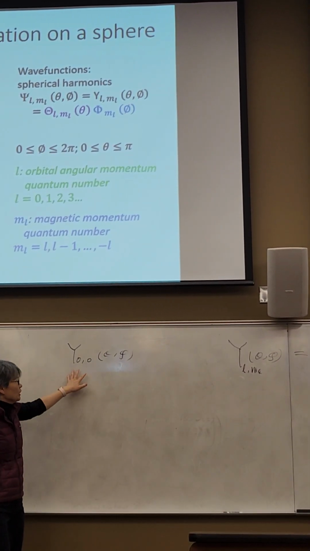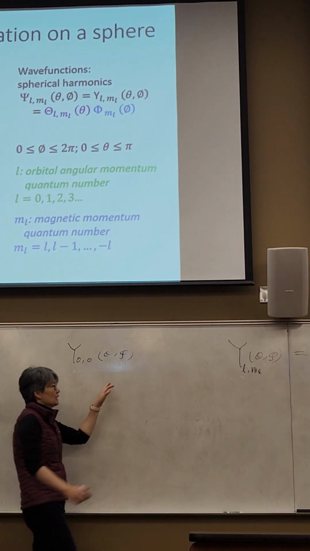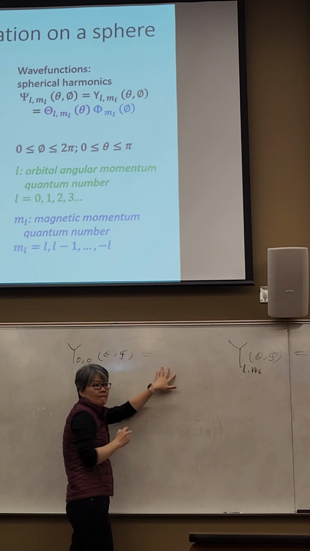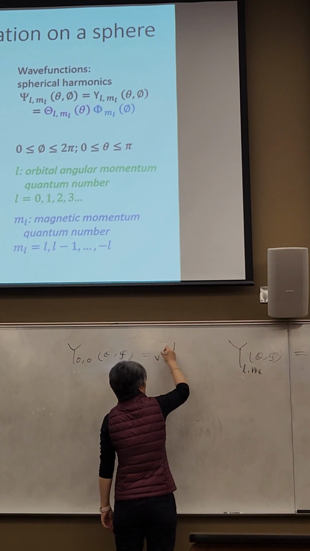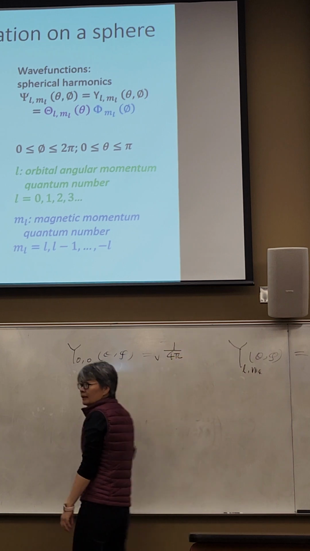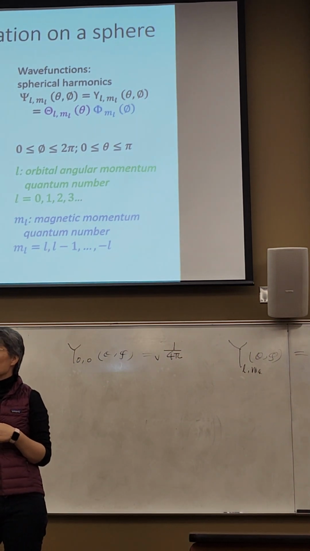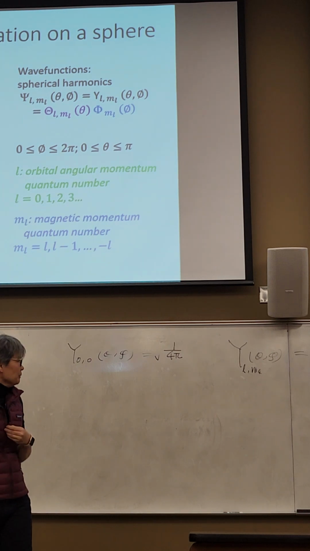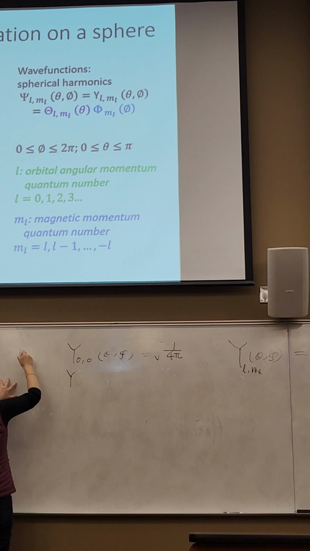So what is the wave function for the quantum state L equal to 0 and m sub L equal to 0, guys? The square root of 1 over 4 pi. That's a constant. Isn't that a constant? Oh, wow. Okay, so now L equal to 0 and m sub L only equal to 0.